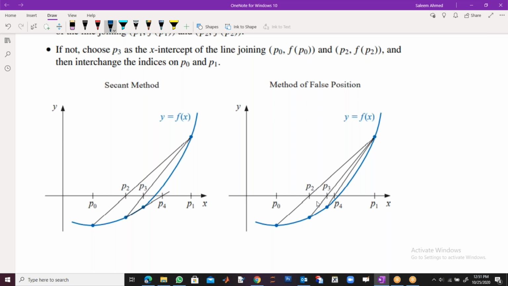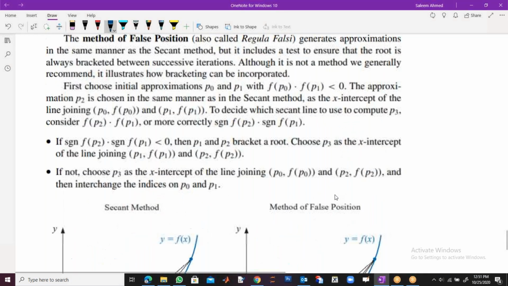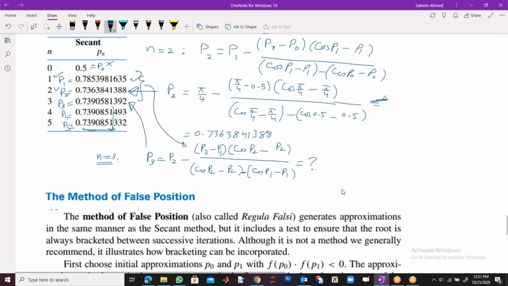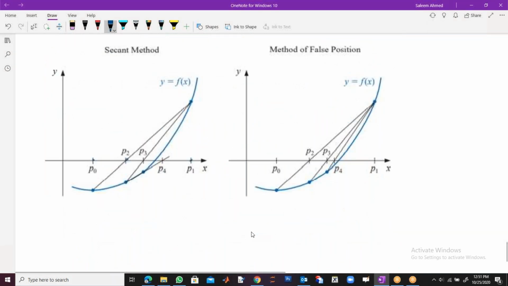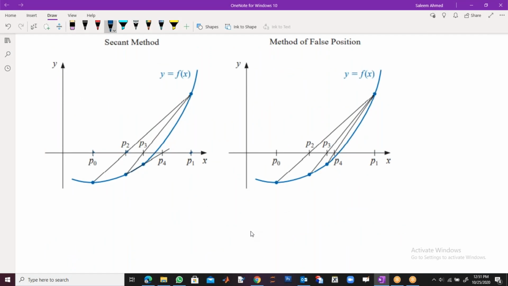What we do basically, we take P0 and P1, any two guesses, on the graph. These are the 2 points. So we draw a secant line. A secant line is any line that passes through 2 points of the curve, right? So the secant line hits this point P2. The second iteration, P2, is basically the point where the secant line through P0 and P1 touches the x-axis. This is my new point.